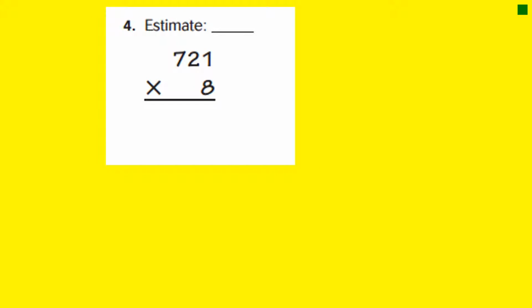All right, let's move on to number 4. Let's get ourselves a nice estimate. 721, rounding to the hundreds. That would definitely round to 700 because I see there's a 2 in the tens place next to it. So that means that 721 on a number line is closer to 700 than it is to 800. This is our estimate, 700 times 8.